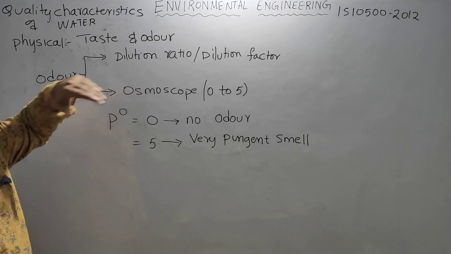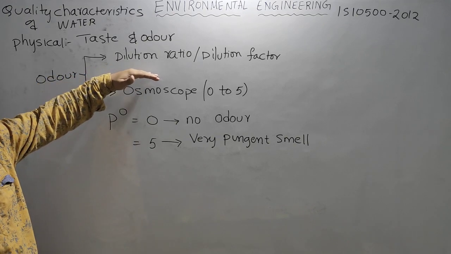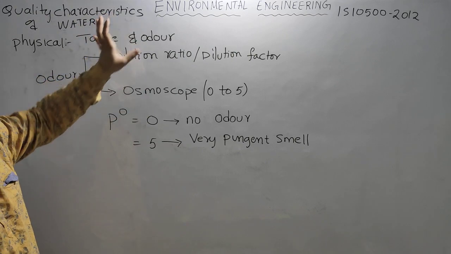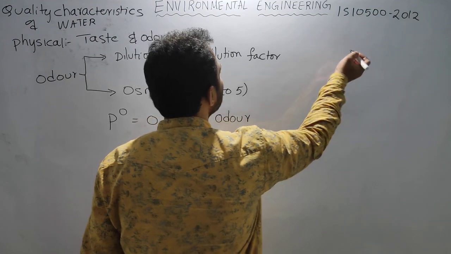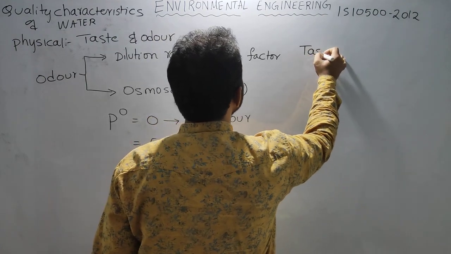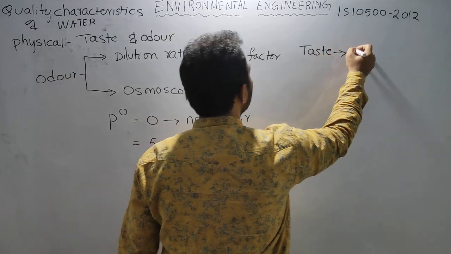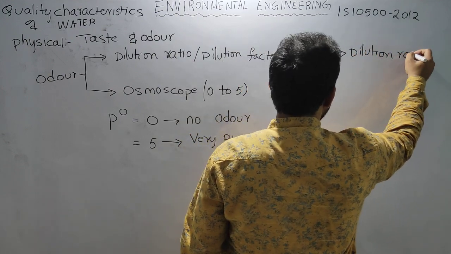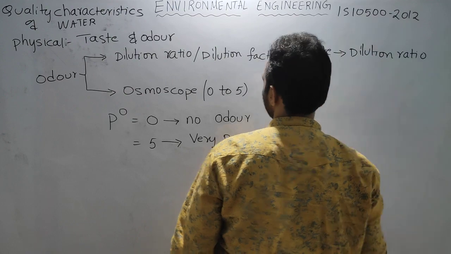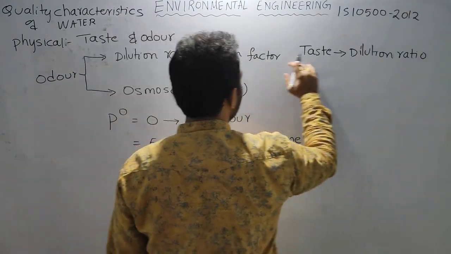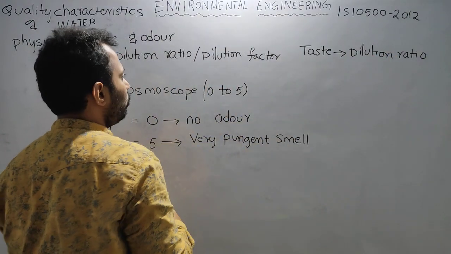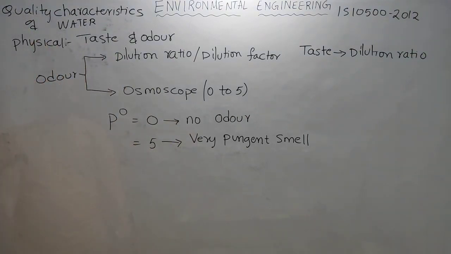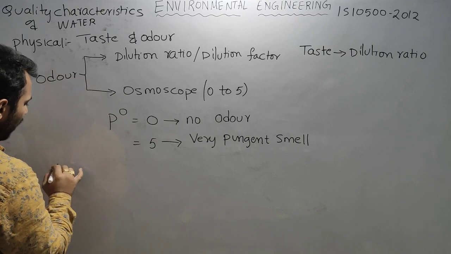Majority of the time we use the dilution technique to find the taste and odor, because both can be found. We can find taste by using dilution ratio or dilution factor. That is why we perform this method generally to find the odor and taste of water. So what is dilution ratio or dilution factor?